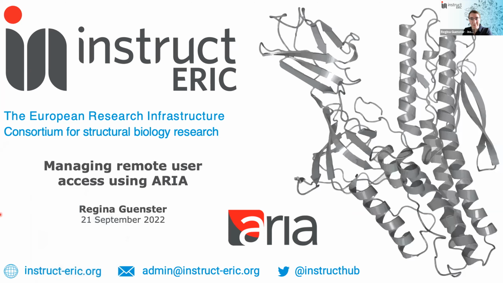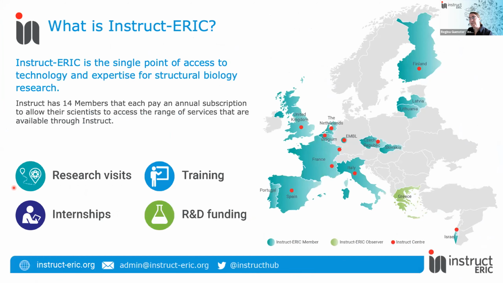Okay, perfect. Thank you. So today I'm speaking about how we manage access at Instruct, and to give a very brief introduction to Instruct so everyone knows who we are and what we do. So we are a research infrastructure in Europe, which has currently 14 member states and organizations, and those host 11 different centers with 27 facilities that provide access to researchers from our member countries and from beyond. We do offer research visits, but we also have very active training programs, internships, and an R&D funding program.